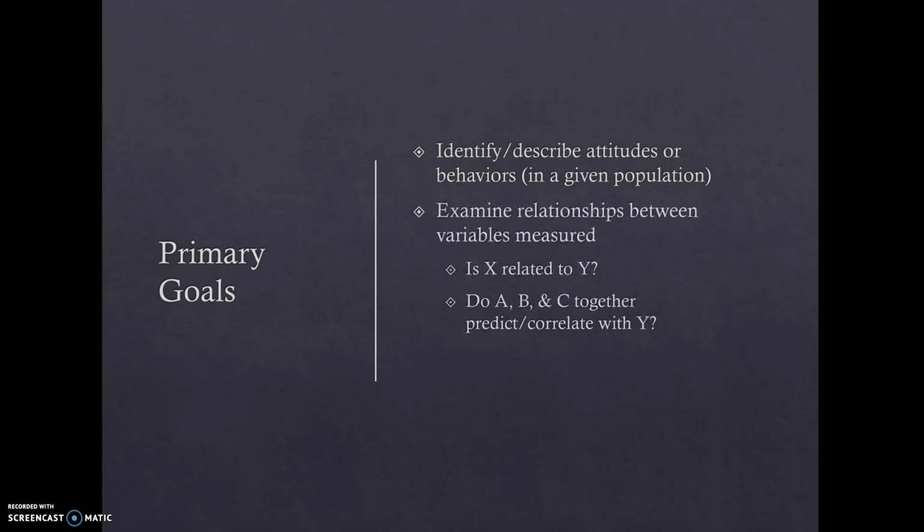The primary goals for survey research are to identify and describe attitudes or behaviors first, and also examine relationships between variables measured. Sometimes people want to find out, is X factor related to Y, or can we use A, B, C, like 3 factors together, to predict or correlate with the outcome factor that we care about. It may sound abstract now, but when we have more examples later, you will understand.